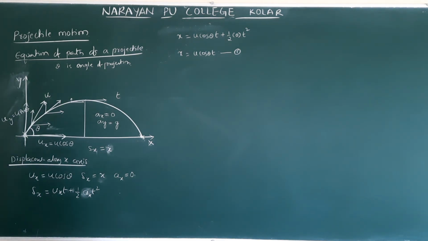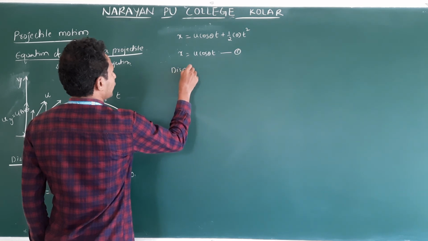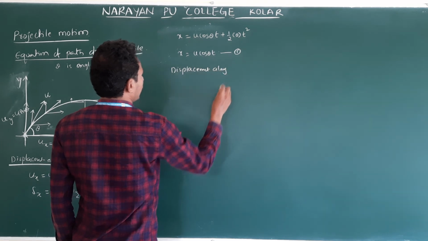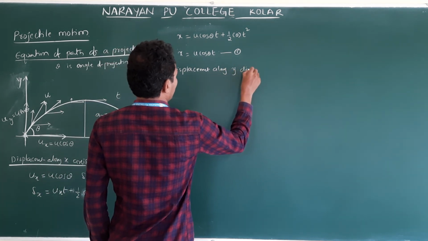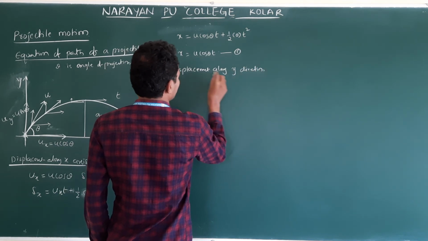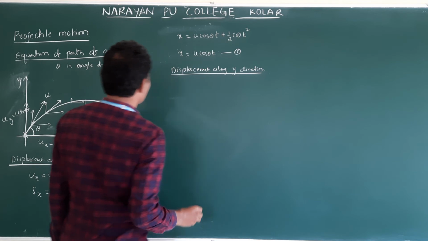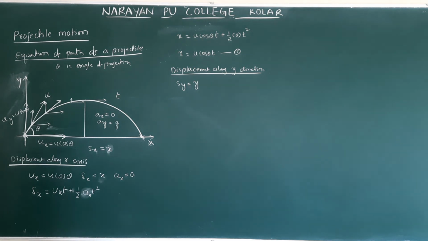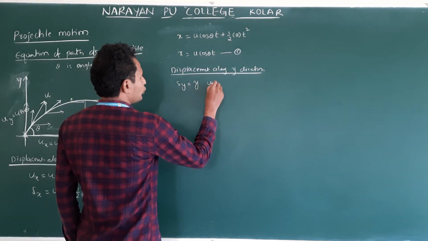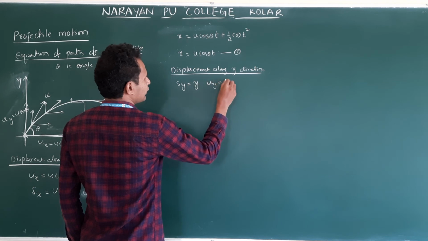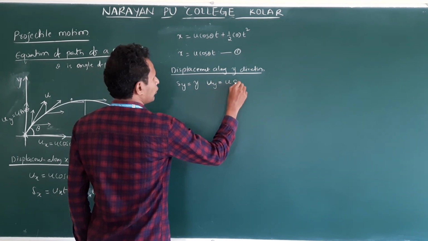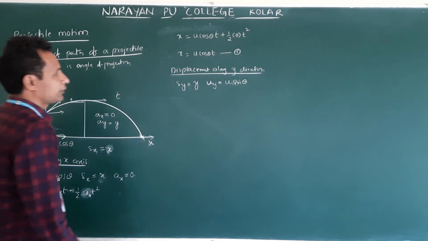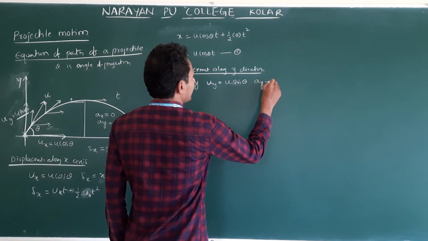Okay. Next, displacement along the y direction. Okay, now displacement along the y direction we will take as Sy, considering y. Next, uy, the initial velocity along the y direction, that is u sin theta. What is there along the y direction as initial velocity? U sin theta. Next, ay is equal to g.